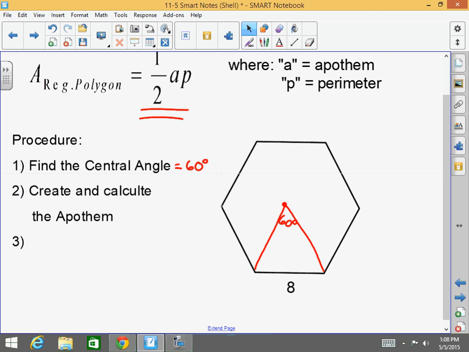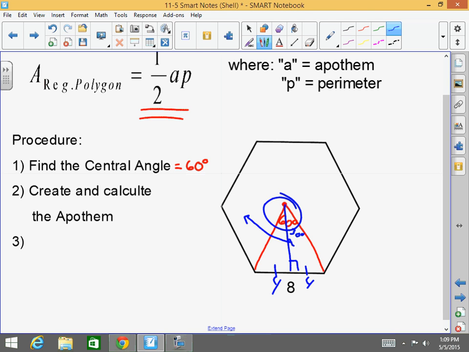Create and calculate the apothem. So I'm going to drop down my apothem altitude, which is the perpendicular bisector. So I'm going to cut this guy into a 4 and a 4. This is the apothem I'm looking for. I also am going to bisect this angle. So now that's 30. So if the side across the 30 is 4, what's my apothem, which is the side across the 60? Very good. My apothem now will be 4 square root of 3.